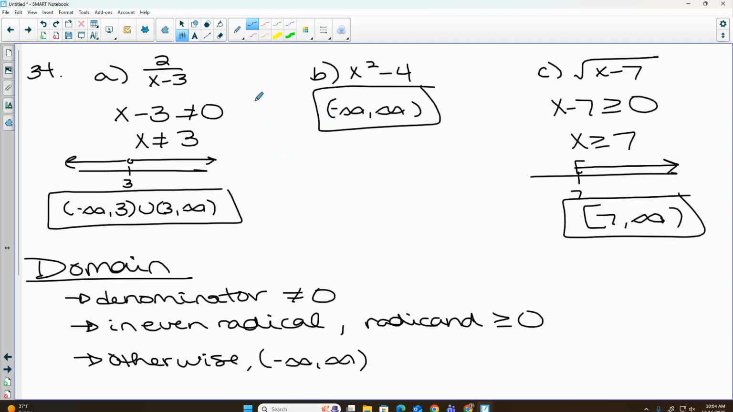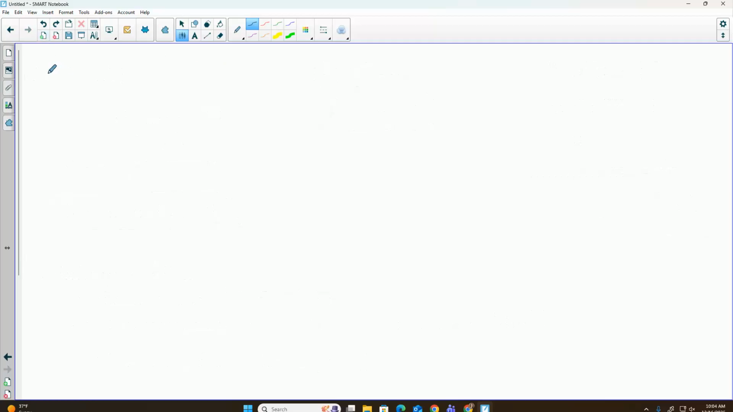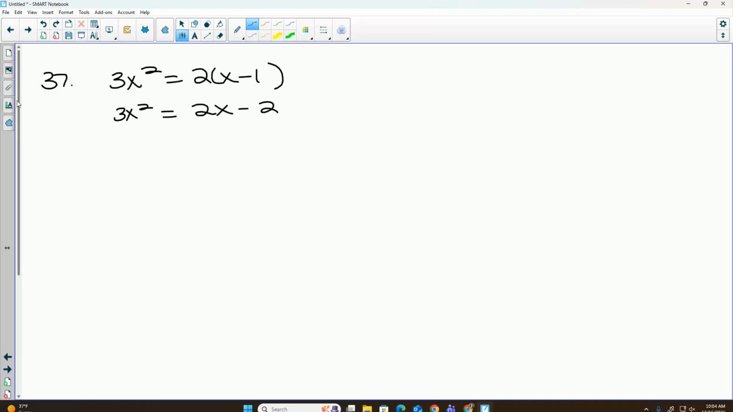Problem 37. All right, what do we have to do first? We need everything on one side. You do at least need to distribute your 2. Does it matter if we bring over the 3x or if we bring everything over together? No, so either one is fine. I think most people kept their x squared positive, so I'll go that way. But if you brought everything to the right, your signs are just opposite.